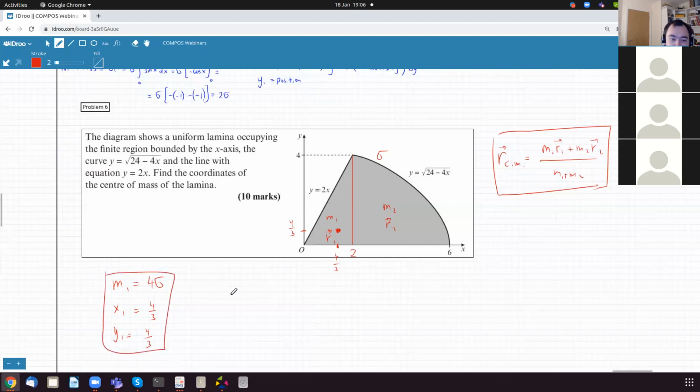Now for the second bit, you need to find the mass, m2. It's going to be sigma times the integral from 2 to 6 of square root of 24 minus 4x dx, which is just the area, and you know how to find the area. It's the integral under the curve. You can calculate that, and as a matter of fact, it's going to be 32 over 3 sigma.